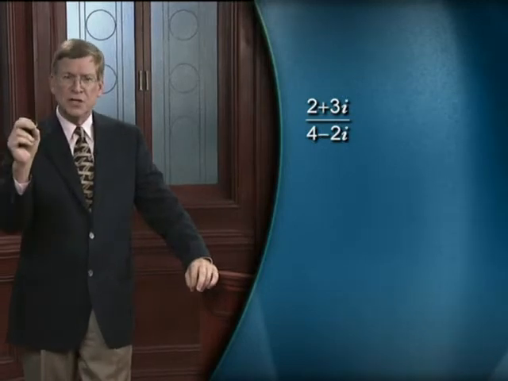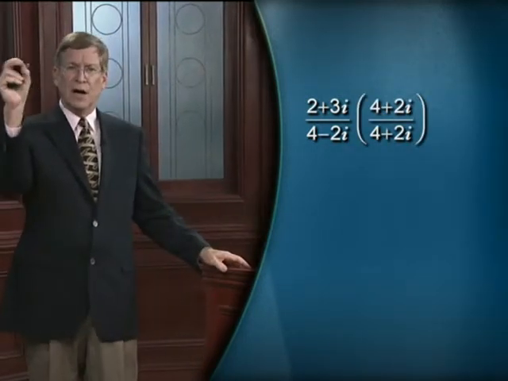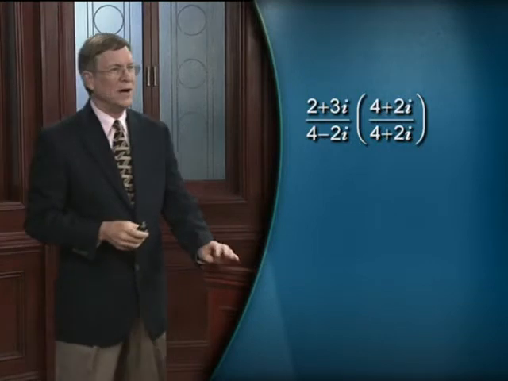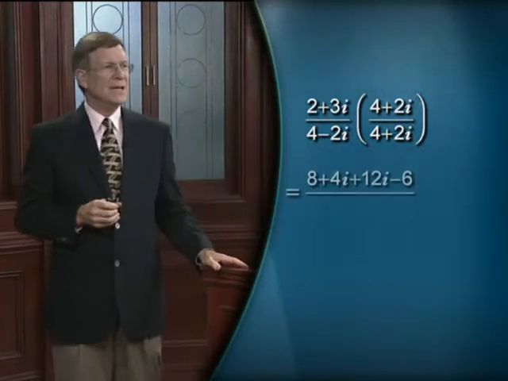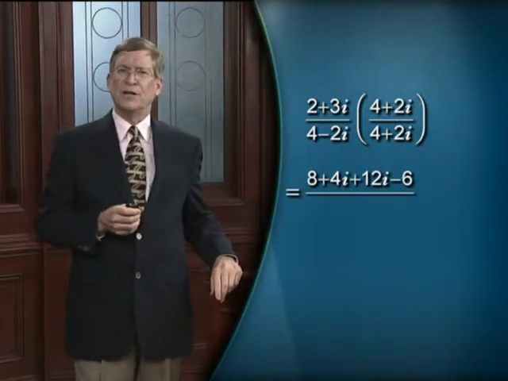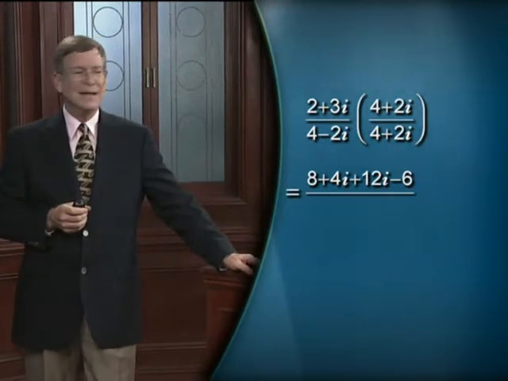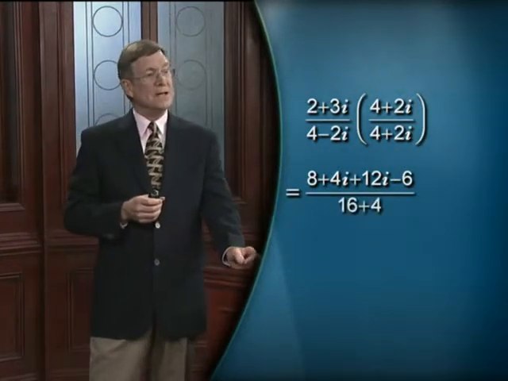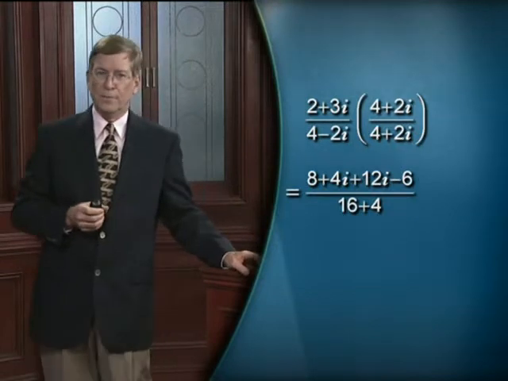Well, the secret here is to multiply numerator and denominator by the conjugate of the denominator. Because remember, a complex number times its conjugate is real, and that will get rid of the complex number in the denominator. So when I do that, I multiply by 4 plus 2i divided by 4 plus 2i. The numerator becomes 8 plus 4i plus 12i minus 6, and the denominator becomes 16 plus 4 when you multiply that out.